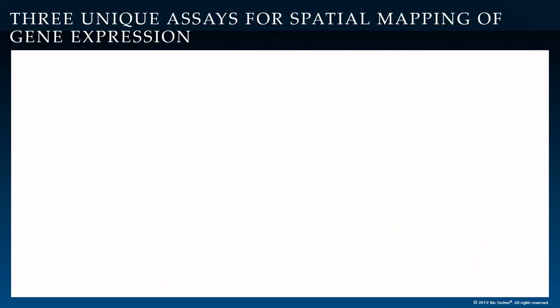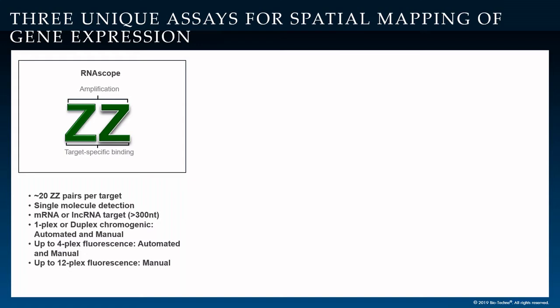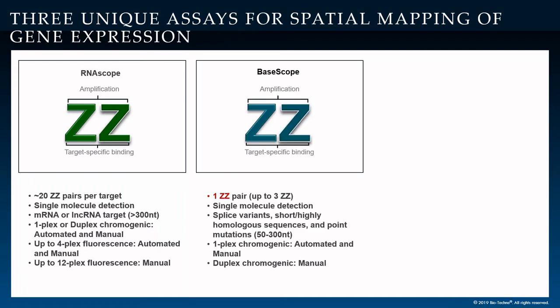So I talk about this RNAscope technology, but we do have various assays that fall under this technology. The 3 main assays are, first, the RNAscope assay. The RNAscope assay is about 20 Z pairs per target, which gives you that single molecule detection and is ideally used for targets such as mRNA or long non-coding RNAs, or any RNA sequences that are over 300 nucleotides. We have singleplex, duplex, and multiplex versions of these assays that can be used either on automated platforms or manually.